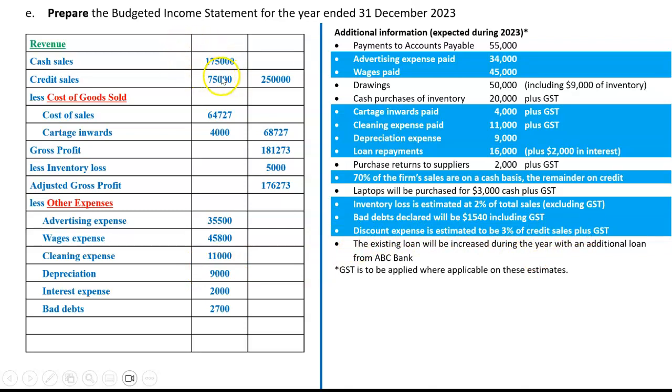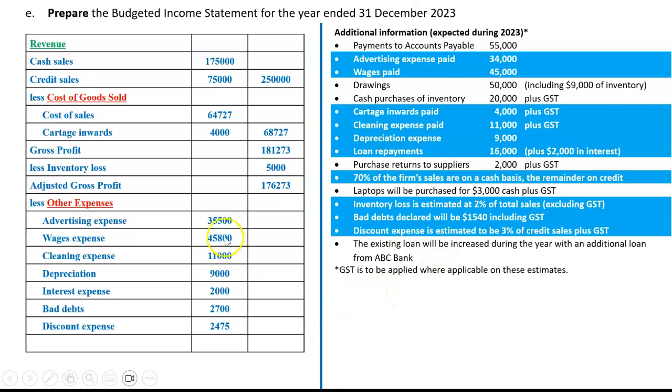Now, the next thing is we've got a discount expense to be 3% of credit sales plus GST. So credit sales is $75,000. I should add some GST on that, so that's $7,500. That comes to $82,500. So we want 3% of that number, and if we put that into our calculator, we'll get $2,475. And that just leaves the final loan. Well, a loan is not a revenue or an expense, so we can ignore that one.